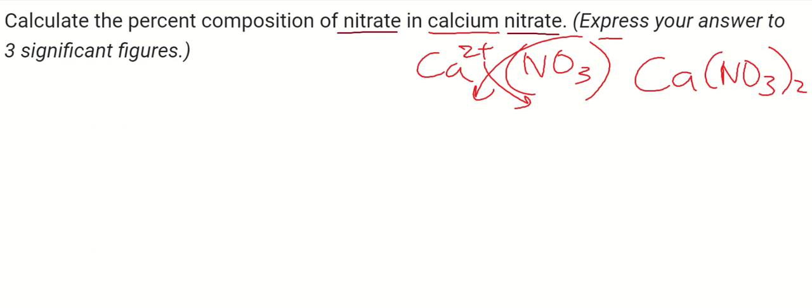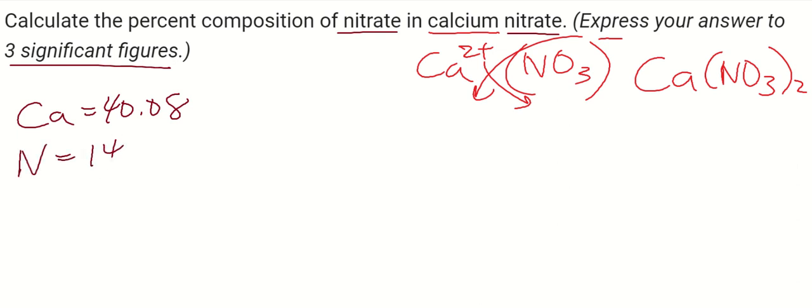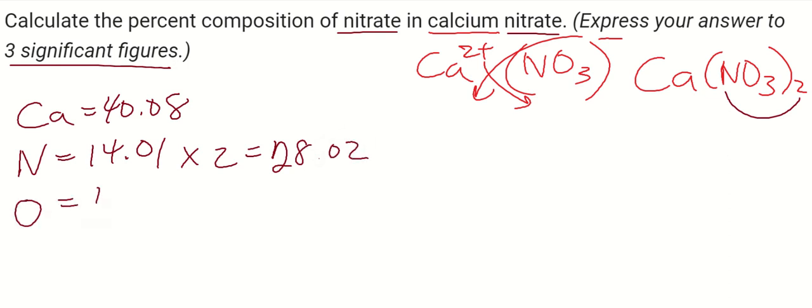All right, let's find the molar mass. Calcium is 40.01, sorry, 40.08. It wants 3 sig figs, so I'm going to take this out to 4 digits. All right, nitrogen is 14.01, and there's 2 nitrogens. So that's 28.02, and oxygen is 16.00. Right, and there's 6 of them. That's 96.